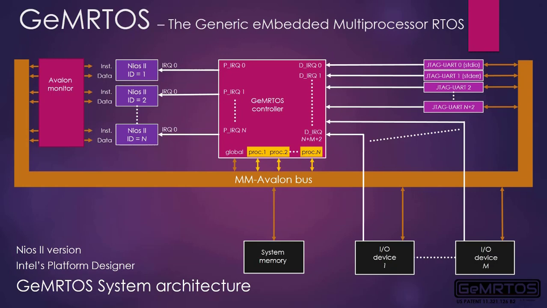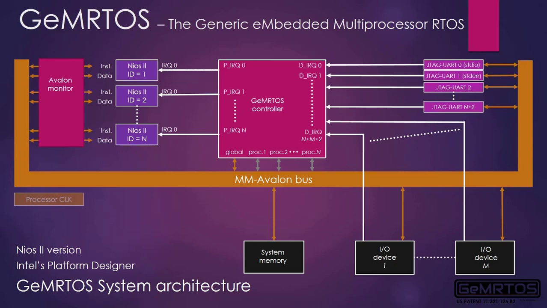The GeMRTOS controller defines Avalon ports for each of the system processors. These ports are defined to turn the processor into a wait state when it either has to wait to be granted the mutex or when no task requires execution, and thus the processor is turned into an idle state. This mechanism allows the system's power consumption and system bus utilization to be reduced. As a result, if no tasks require execution, all processors remain idle until the next event.